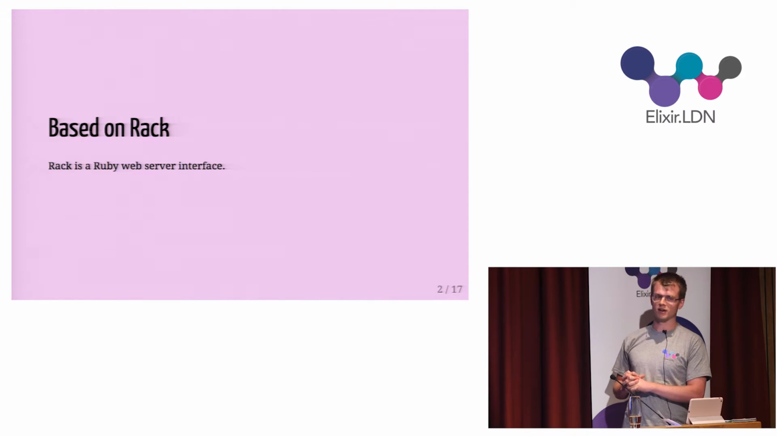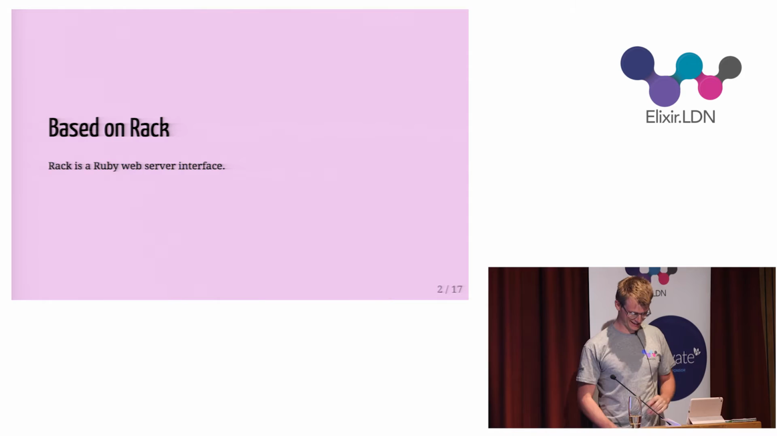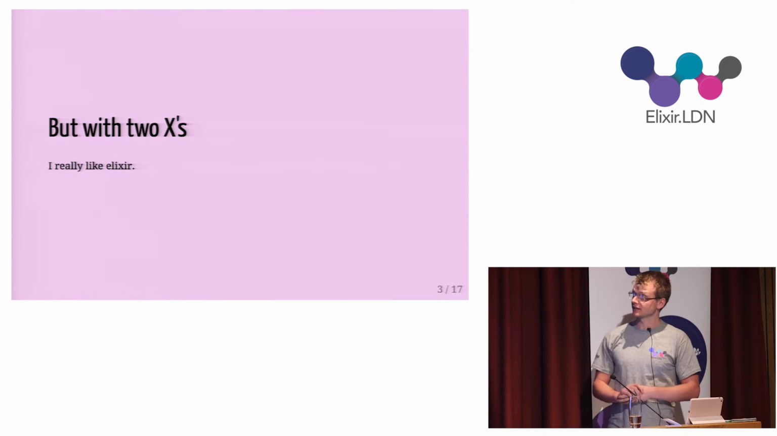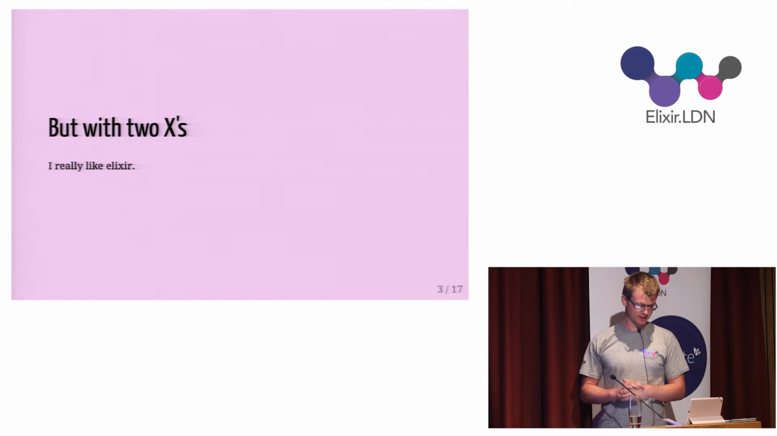For anyone not from Ruby, there are others, but I don't know the names of them, so sorry. There's a couple of key differences with Raxx, the main one being it has 2 X's, which is a pattern in Elixir libraries. So I just want to tell you a bit about what I've been doing with this. But first, there is definitely an elephant in the room.